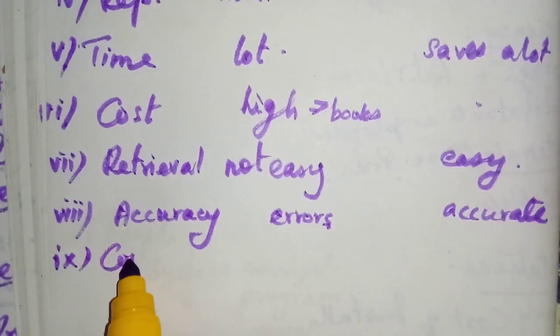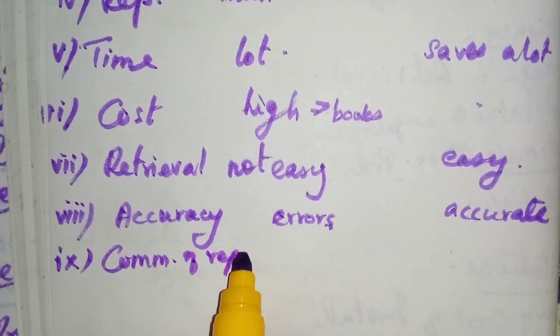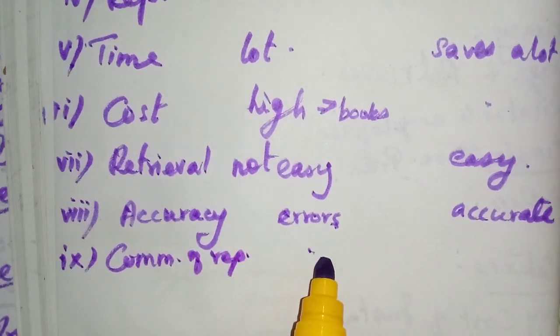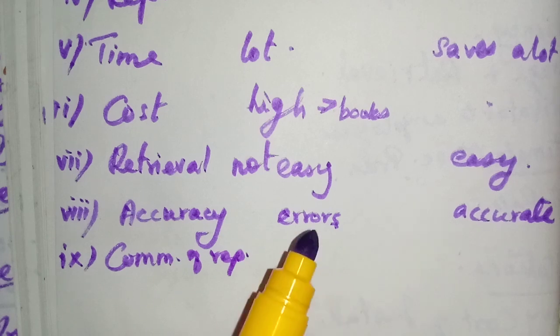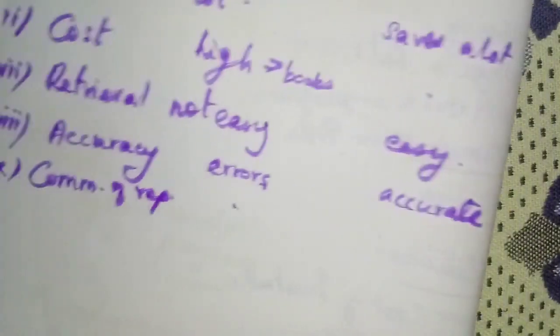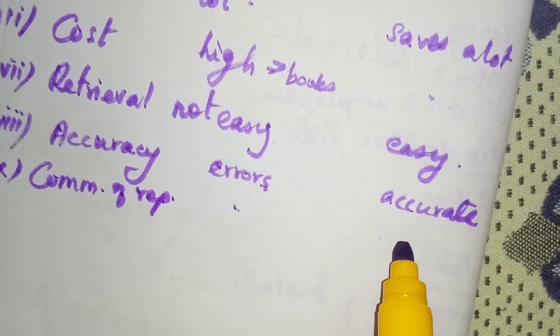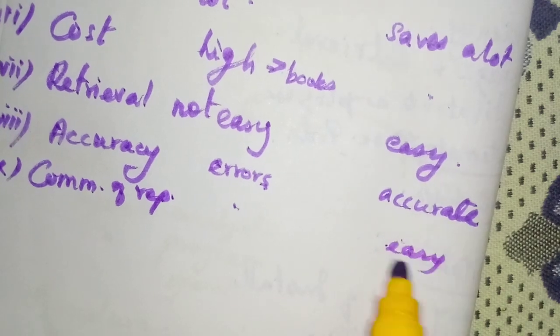The last one, communication of the report. Communication of reports is very difficult manually because it takes a lot of space to carry a document, and to carry a document to another place is very difficult, isn't it? But here the document can be sent from one computer to another, from one place to another, very easily.